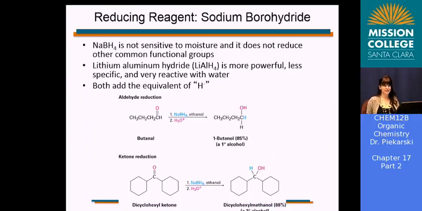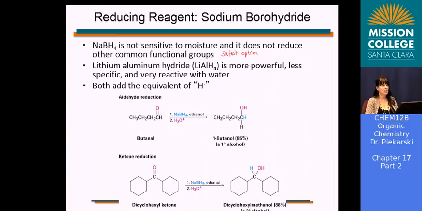Now, what types of reducing agents can you use? Sodium borohydride is not sensitive to moisture, and it does not reduce other common functional groups. I'll get to that. Sodium borohydride is going to be your safest option for aldehydes and ketones, because you may be in the presence of water in your reaction, and because it's not sensitive to moisture, it means it's safer to work with.